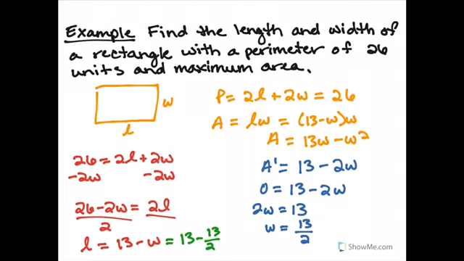So 13 is really 26 over 2 minus 13 over 2, which gives us 13 over 2. I got the same answer for the length and the width. So it turns out a square is what maximized my area.